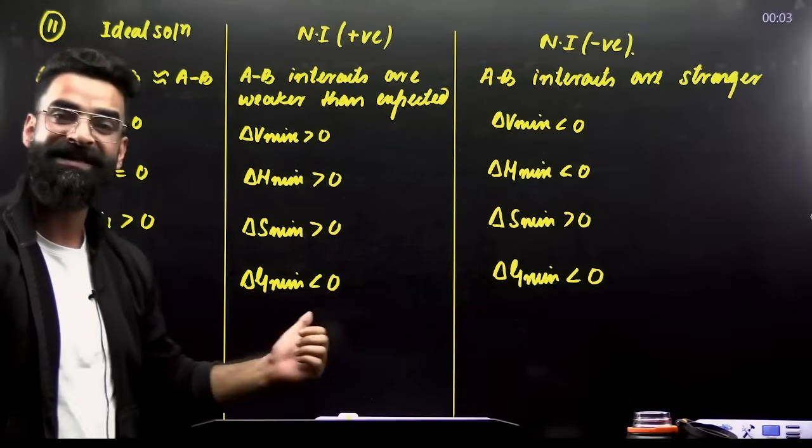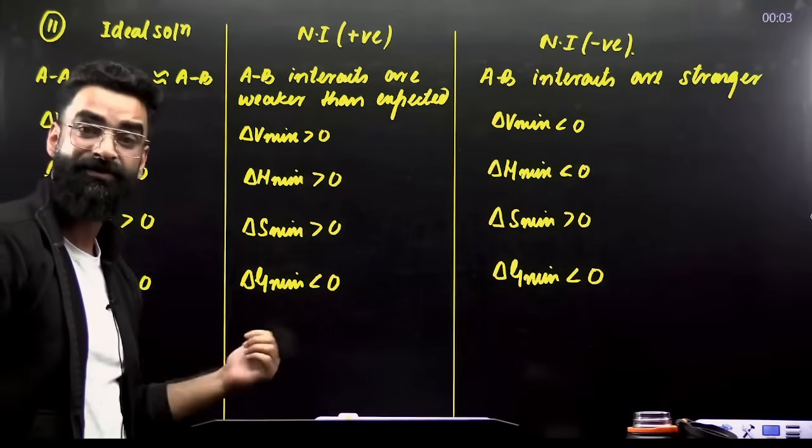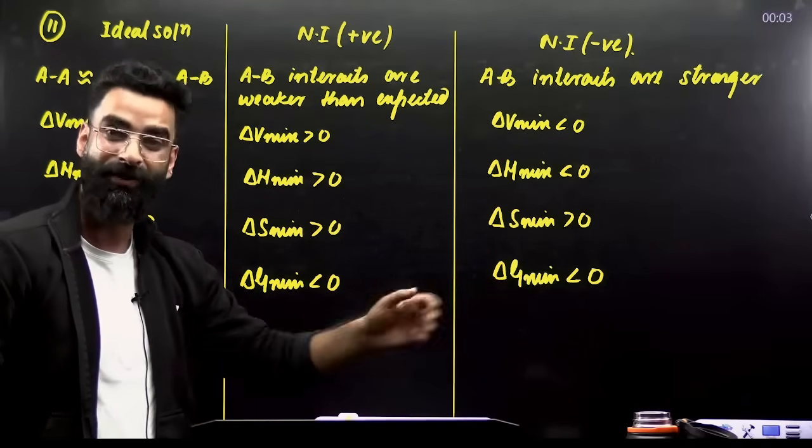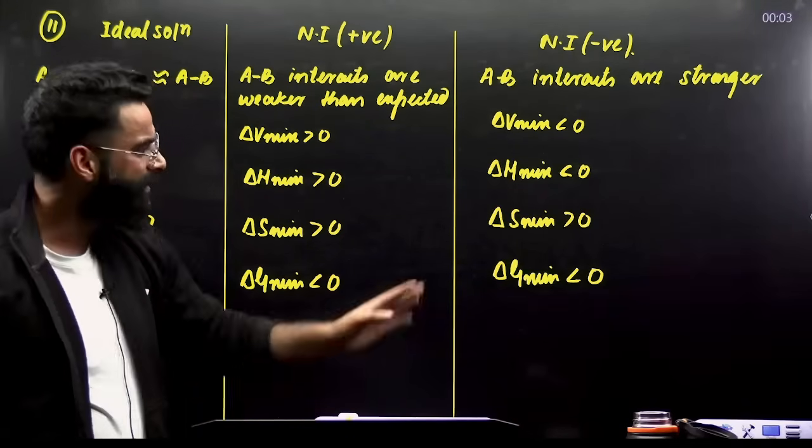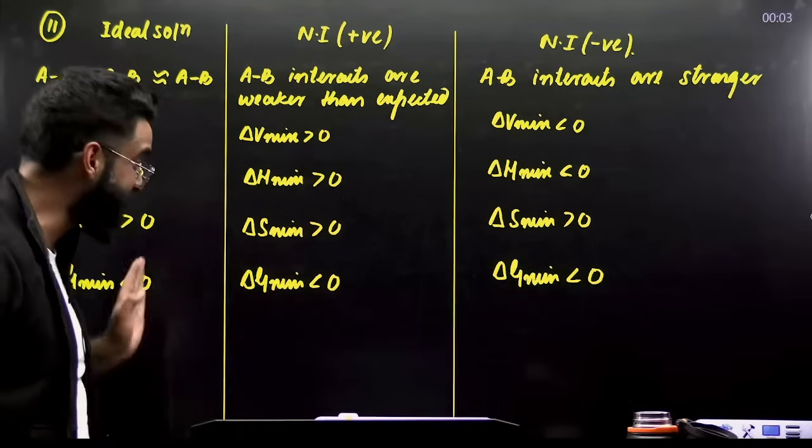Do remember their examples as well. I forgot to write down the examples of ideal solutions here, non-ideal showing positive, non-ideal showing negative. So just Google it once. It will just take 2 minutes. Remember their examples as well. There are 3 to 4 examples in each case here.